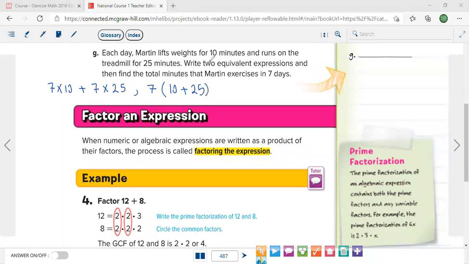Now write 2 equivalent expressions and then find the total minutes. Let's find. This is easy. You can evaluate from this one or you can evaluate from this one. Let's use the distributive property. So it's 7 multiplied by 10 plus 7 multiplied by 25. So 7 multiplied by 10 is 70. 7 multiplied by 25 is 175. So 70 plus 175 will give you 245 minutes.